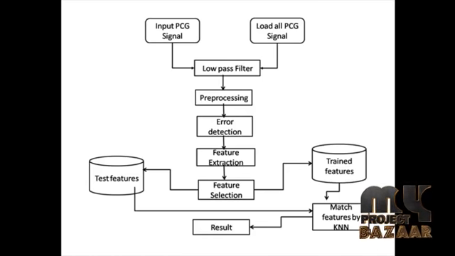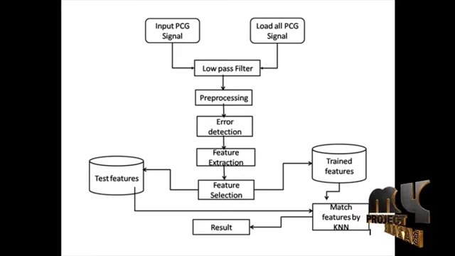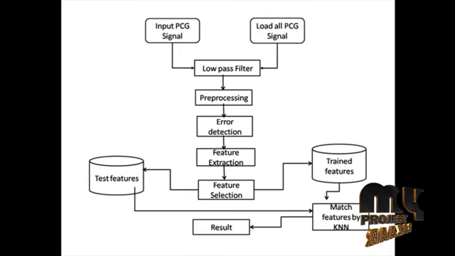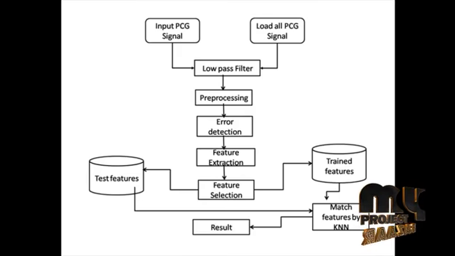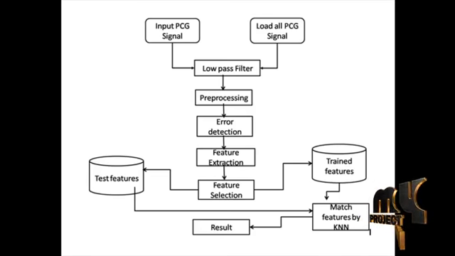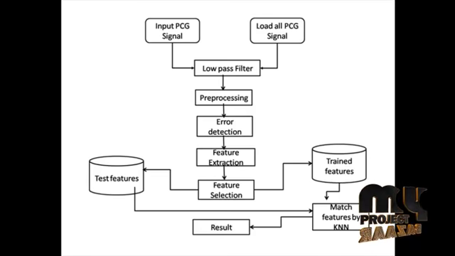Then we perform the matching process for the query image. The query PCG values are matched with the training features by the KNN classifier. Then the KNN classifier's matched labels are returned as the result, which says whether the PCG signal is normal or abnormal.